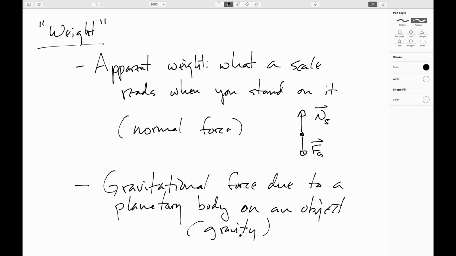What this does mean is I recommend never using the symbol W in a free body diagram. Call it what it is. Call it gravity. Call it the normal force. That way you won't get confused when the problem is asking you to solve for the weight, because they might be asking you to solve for the other one. So just watch out for that.